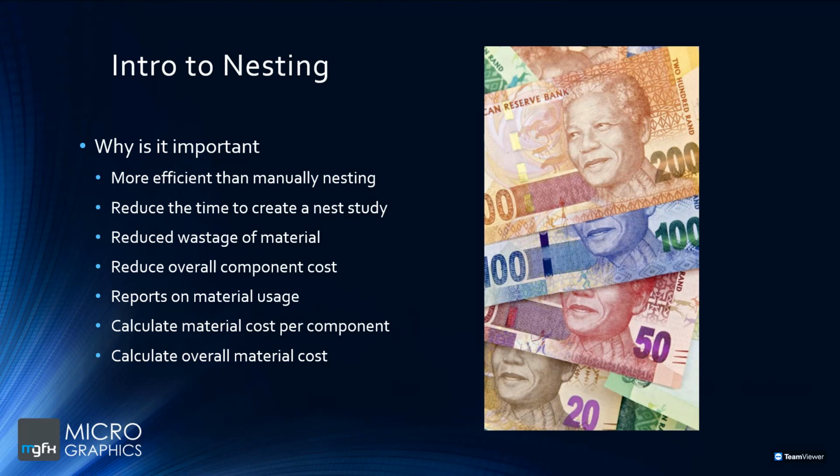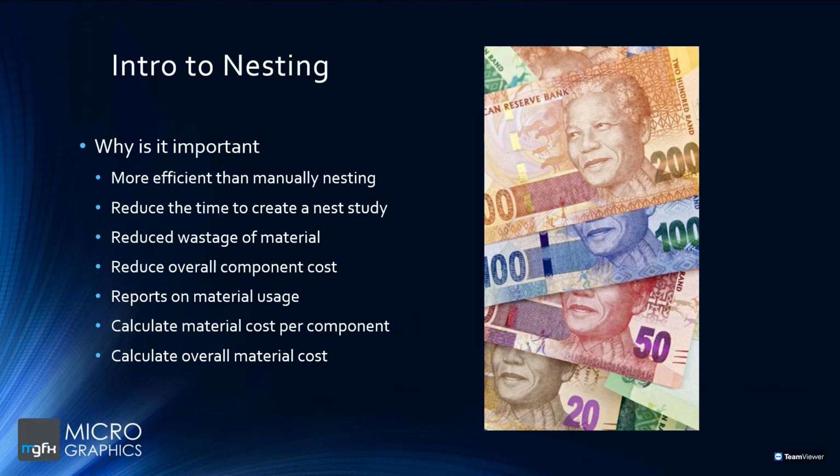Automatically calculating and getting the best optimization on that sheet of material is going to help reduce the wastage. And essentially, at the end of the day, if we're reducing the wastage on those sheets, we can reduce overall component cost. And after the study is done, that can also be used to generate reports on material usage and essentially material wastage. You can see how many sheets of a specific material are required to complete a job.